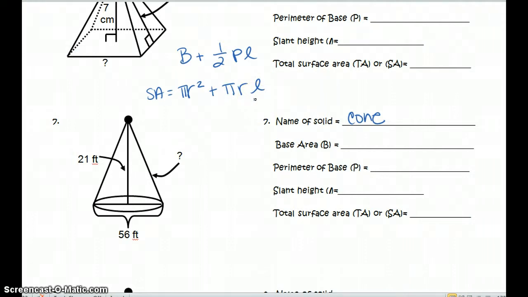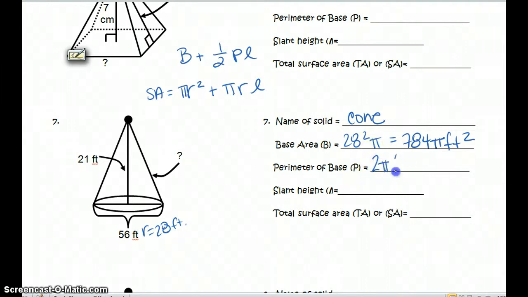So area of the base, now we're not going to use 56, that's the diameter. So first we need to find the radius, which is 28 feet. So we have 28 squared times pi. That gives you 784 pi feet squared. Once again, please keep your answers in terms of pi. The perimeter of the base, or in other words, the circumference, is 2 times pi times r, so 28. So this gives you 56 pi feet.